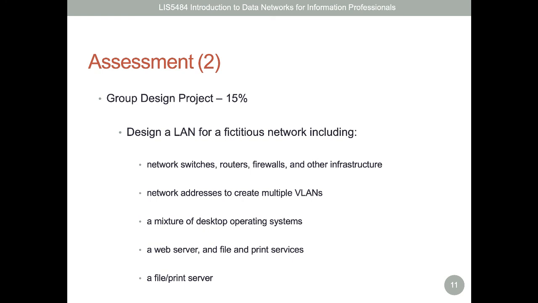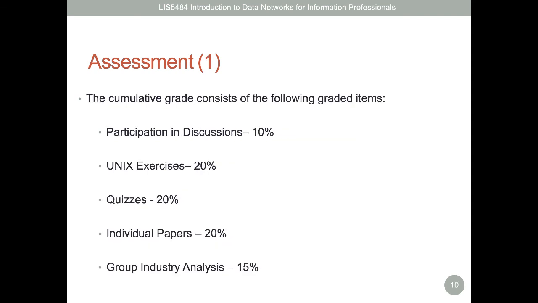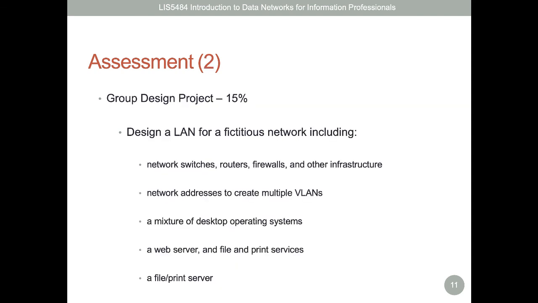So, as far as the group assignment, actually I forgot to mention. As you can see here, we have 20% plus 10% plus 20 plus 20, so we have 50%, and then plus the individual papers, that's 70%, the group industry analysis project, that's 15%, so 85, and then the final group project, another 15%, that will accumulate to your total and final grade.